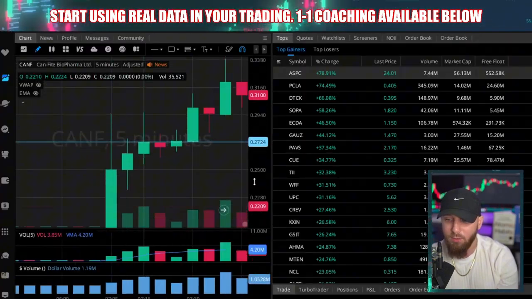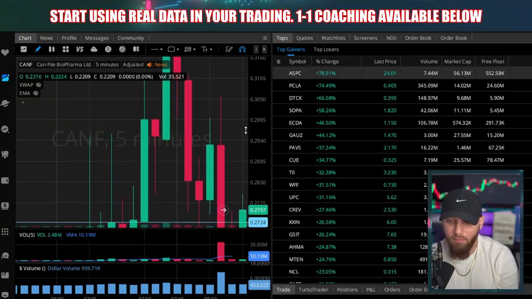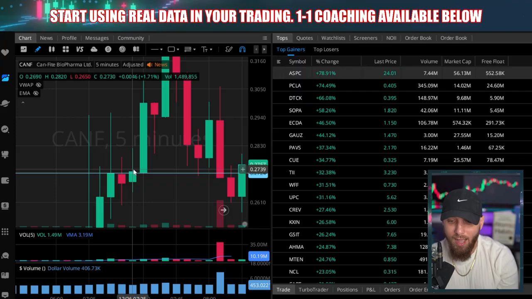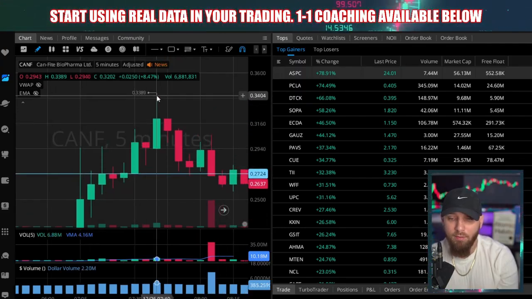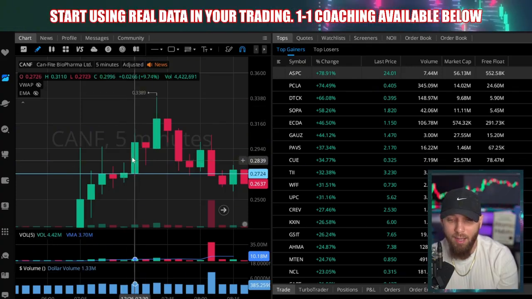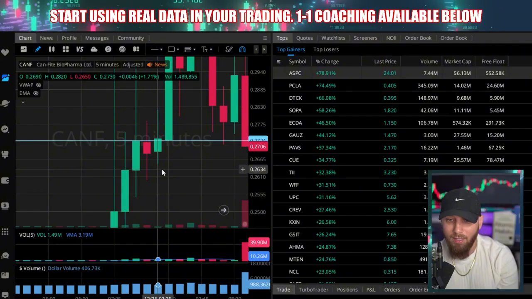So if we come into CANF right here, we can see that this is the breakout at 7:25. That's exactly when we would have entered at the close of this candle. And if you would have entered, then ultimately you would have caught this big move. However, we know that that's not a net positive strategy. So instead, we would be looking for the green light special breakout.